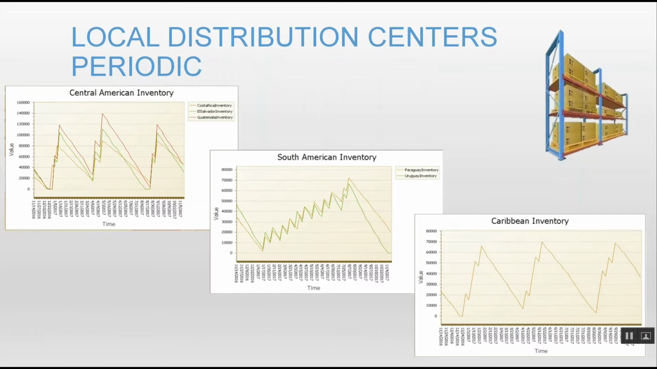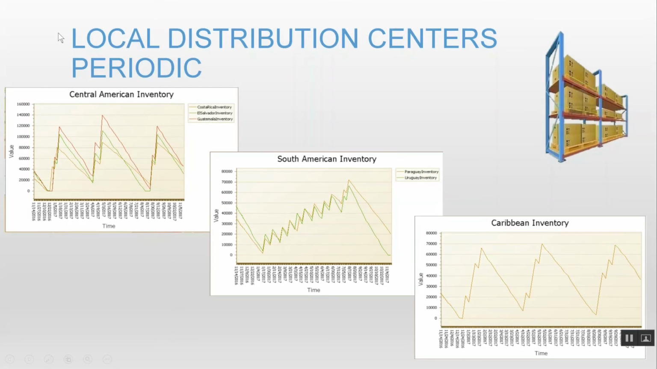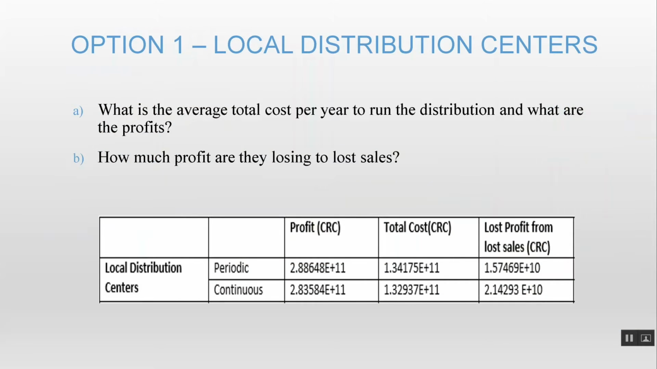Here are the inventory charts for our maximum profit scenario. From this we can see maximum profit was achieved by keeping low inventory and having few lost orders. Here we can see the profit for the local distribution centers using both periodic and continuous reorder point strategies. We can also see how much profit they are losing to lost sales.